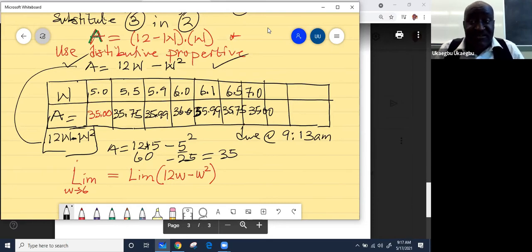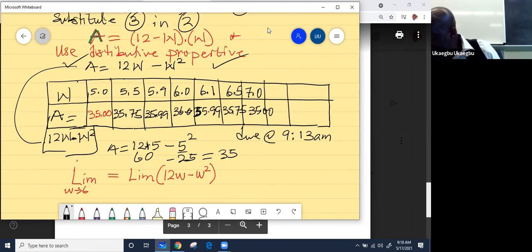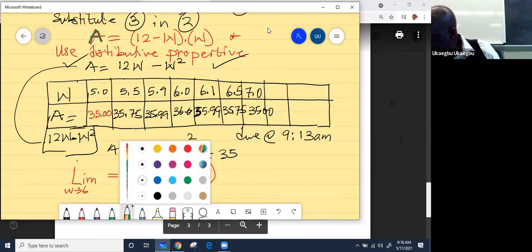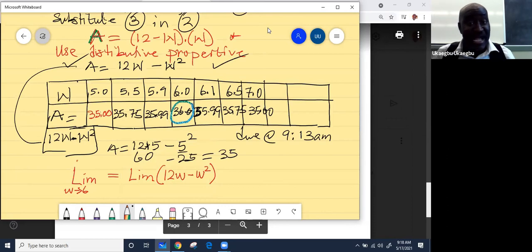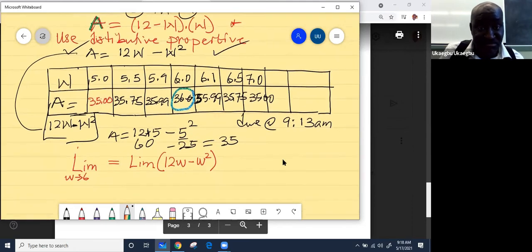Which means in the same rectangle, you can get different areas. That's what it means. Now look at the values. Which value is the greatest area? 36. So 36 is the greatest area among all the areas that we got. So that's our maximum area. Now what value of width gives us the maximum area?